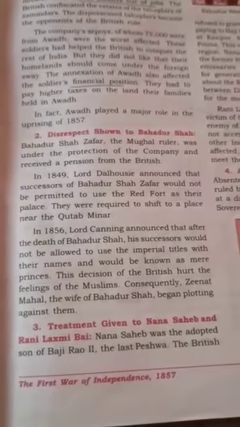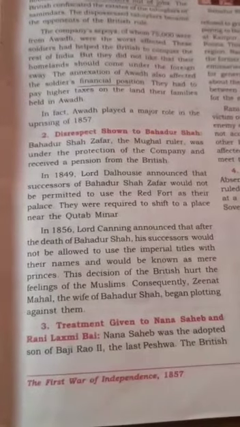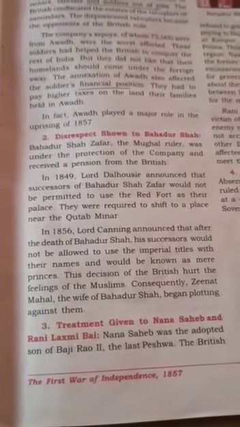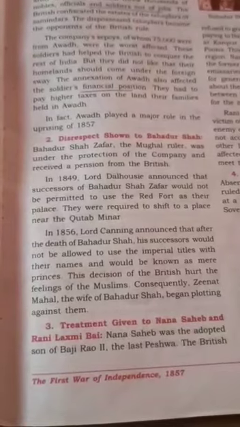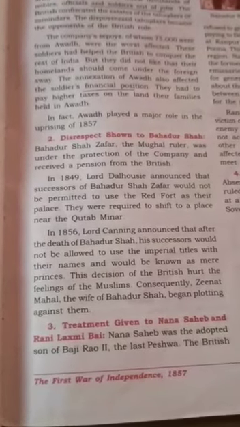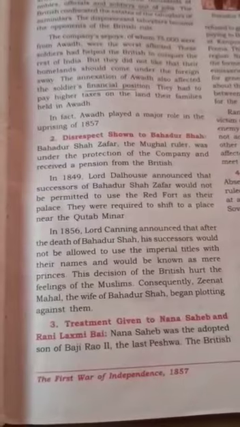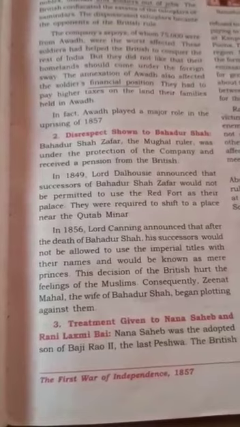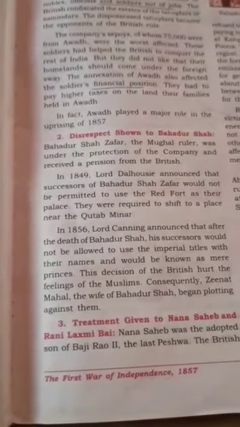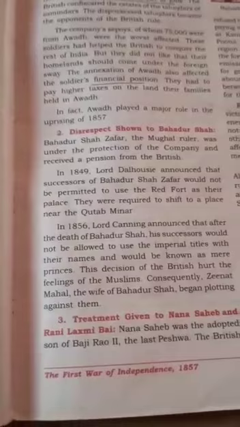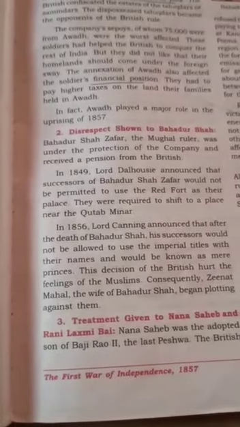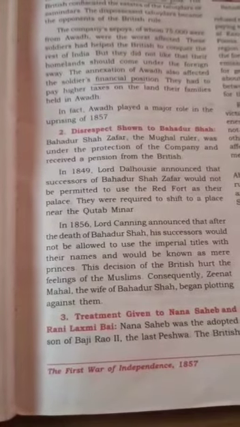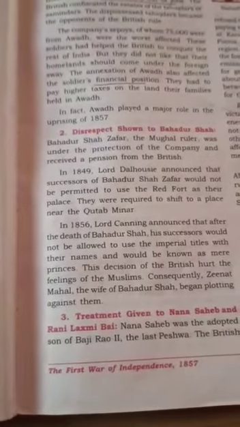Now the next point is the treatment given to Nana Sahib and Rani Lakshmi Bai. Nana Sahib was the adopted son of Baji Rao II, the last Peshwa, and the British refused to grant Nana Sahib the pension, which they had been giving to Baji Rao II, after the death of Baji Rao. The reason was that Nana Sahib was the adopted son of Baji Rao II. Similarly, Rani Lakshmi Bai became the victim of the doctrine of lapse, because she did not have her own son, so she adopted a son, and according to the doctrine of lapse, the adopted son would not be given the throne after the death of his father.